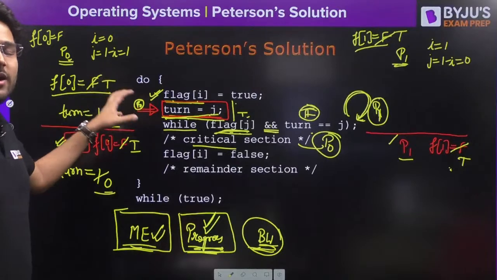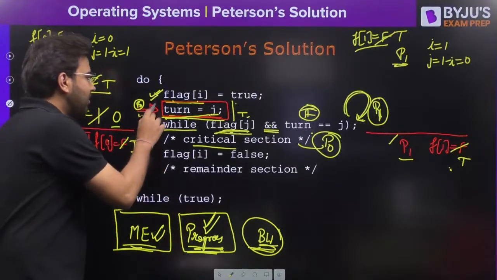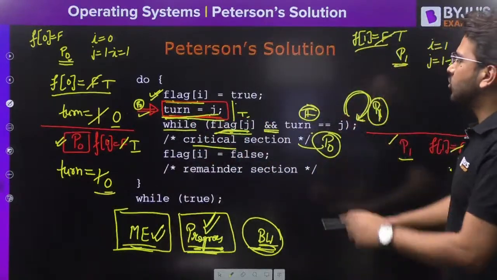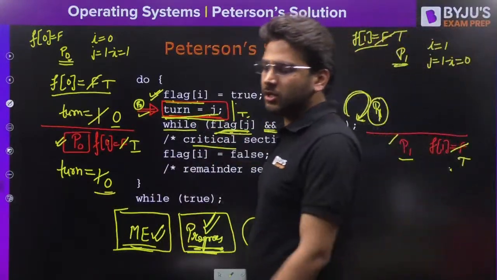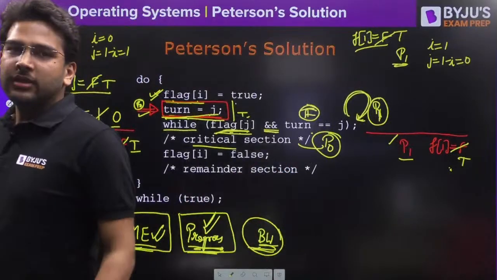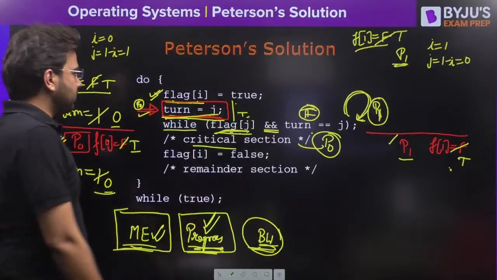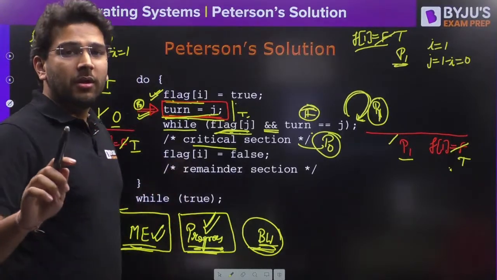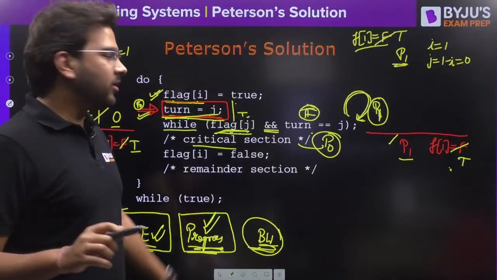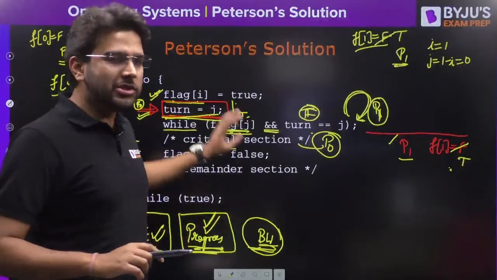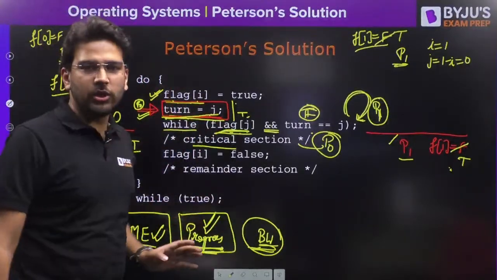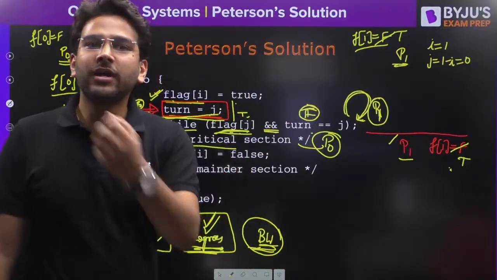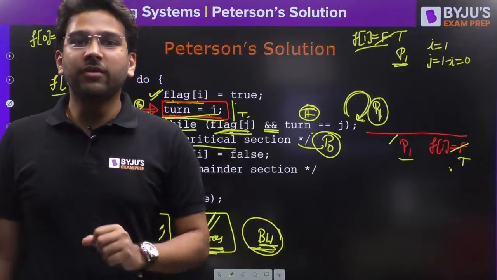So this is the main crux of Peterson solution. Whichever process is going to execute this statement, turn is equal to j, that is going to first access the critical section no matter what. This is the main statement. Now your doubt should be, sir, we understood this point: whichever process executes turn is equal to j is going to execute the critical section first. But how is bounded waiting satisfied?